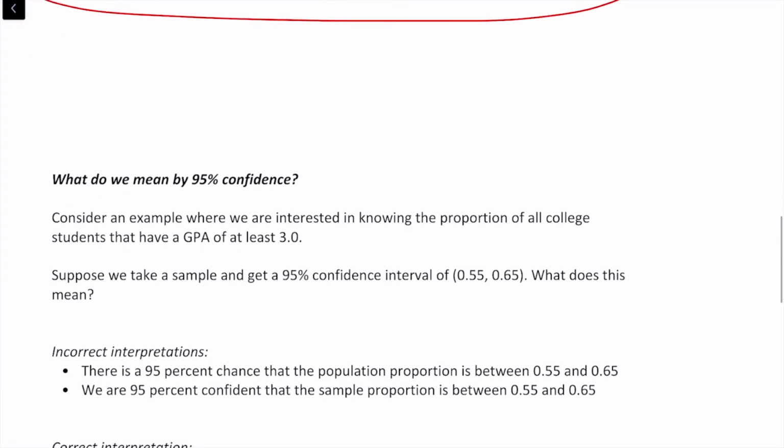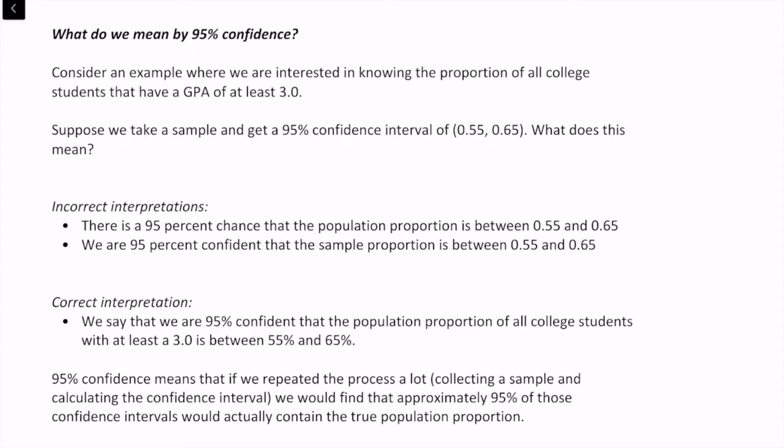All right, and then moving along here, what in the world do we mean by 95% confidence? This is where I want to take a few minutes and discuss really quickly, okay? So consider an example where we are interested in knowing the proportion of all college students that have a GPA of at least 3.0. Okay, so we want to know the population proportion, or the population percentage, of all college students that have a GPA of at least 3.0. Hopefully you can see why this is where confidence intervals come into play, because it would be very, very difficult for us to calculate that population value. That means we'd have to get the information of every single college student.